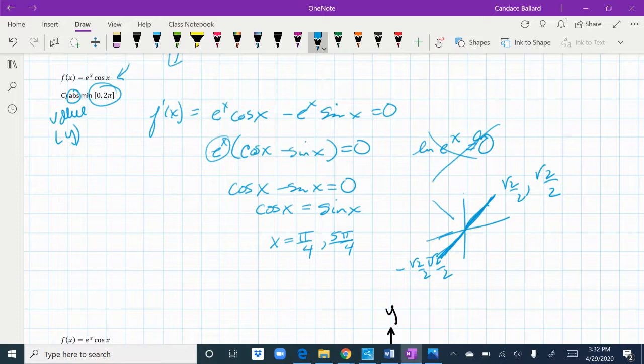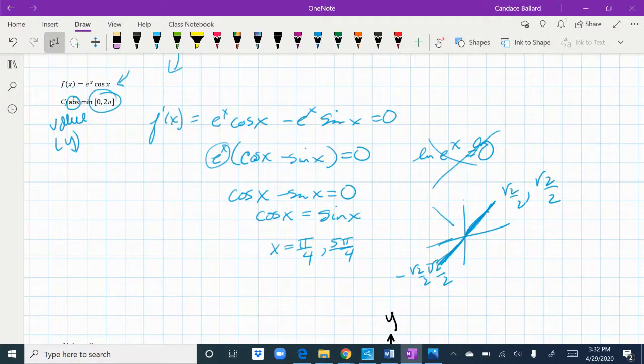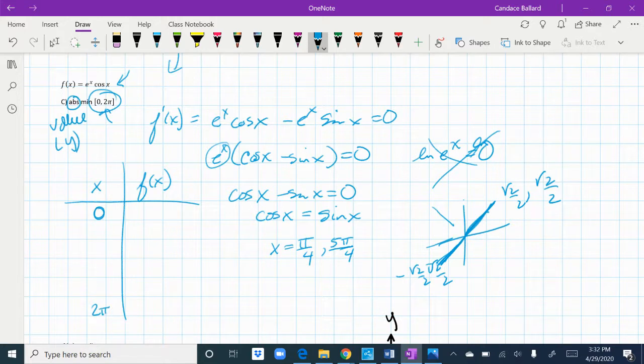And I'm going to use a t-chart. I apparently did not give myself enough space. So I'm going to plug into my function here. I've got x and f of x. Remember, you have to include your endpoints in this t-chart, so 0 and 2 pi. And then I've got pi over 4 and 5 pi over 4 as values I need to put in. These need to go back into the original function, not into your derivative. So I'm plugging this into my original.